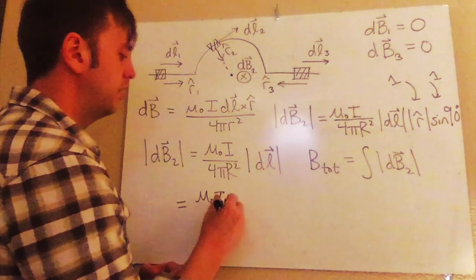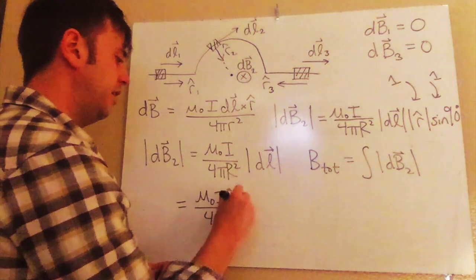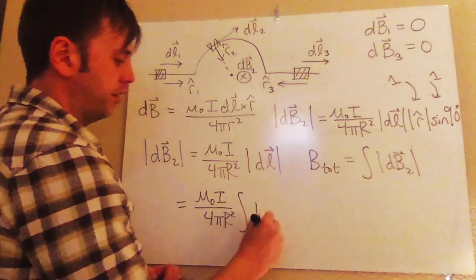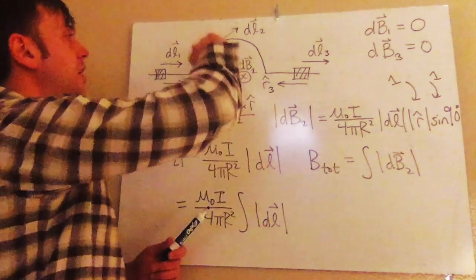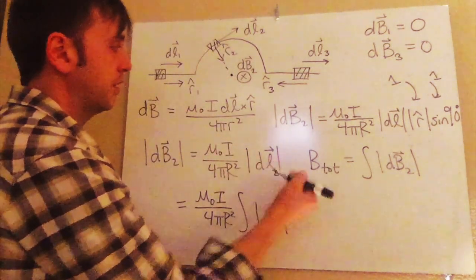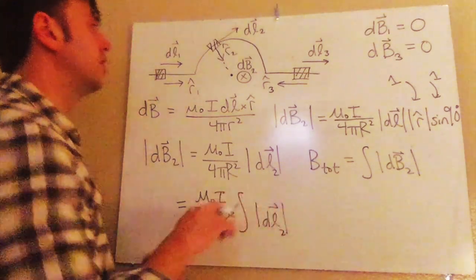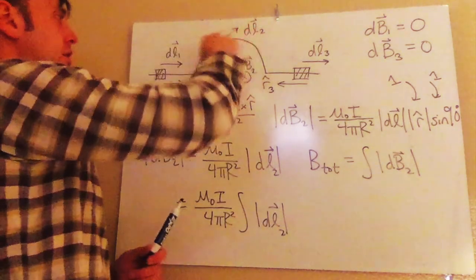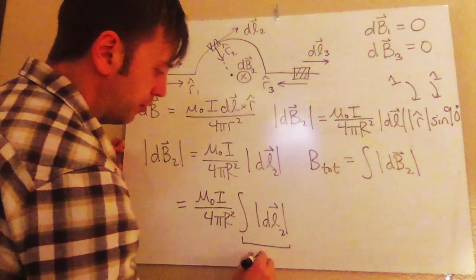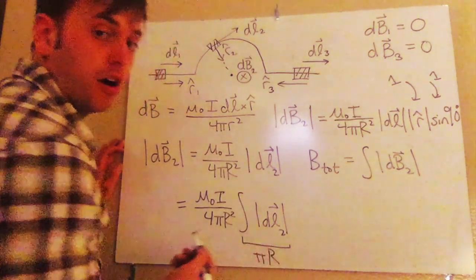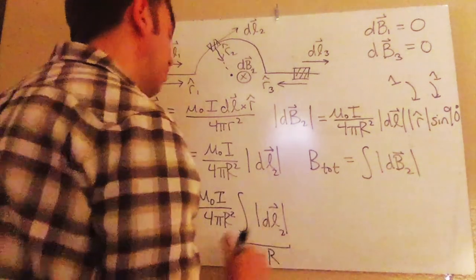So mu naught times I divided by 4 pi big R squared. And then in the integral, we have just dl and nothing else. So what does it mean when we integrate over, sorry, I should say dl2. That's the one we're talking about. So what does it mean to integrate over all the dl2 vectors? Well, it's just to take the total distance around this curved part, which is half a circle. So half a circumference is pi times big R. So half the circumference of this thing is half of 2 pi r, so just pi times r.